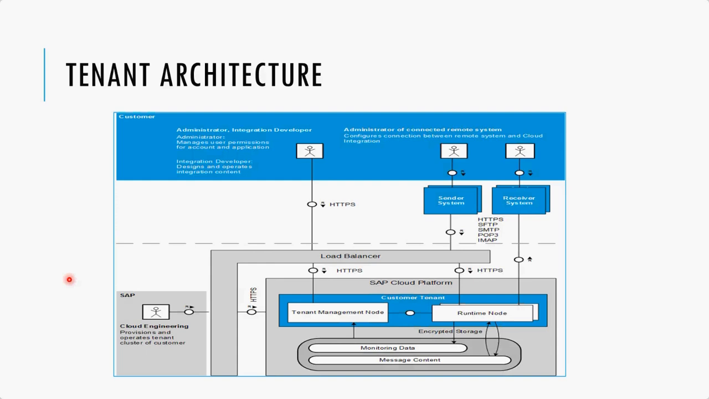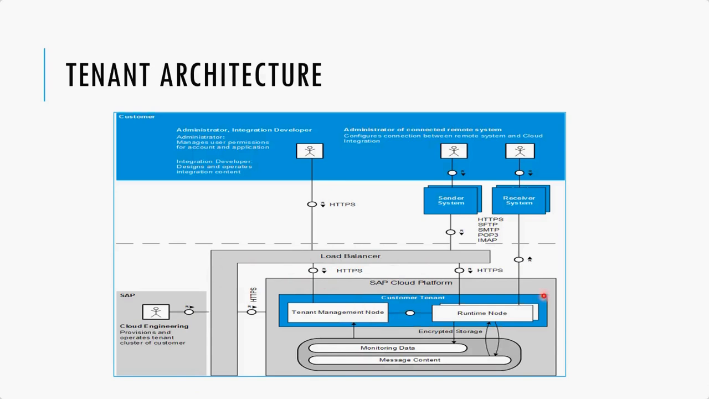But yes, we can still do a lot. So these were the users. And when we go to the architecture, whenever our cloud platform tenant is protected by a load balancer, any request that is sent to our tenant first goes to the load balancer. This is the SAP load balancer.